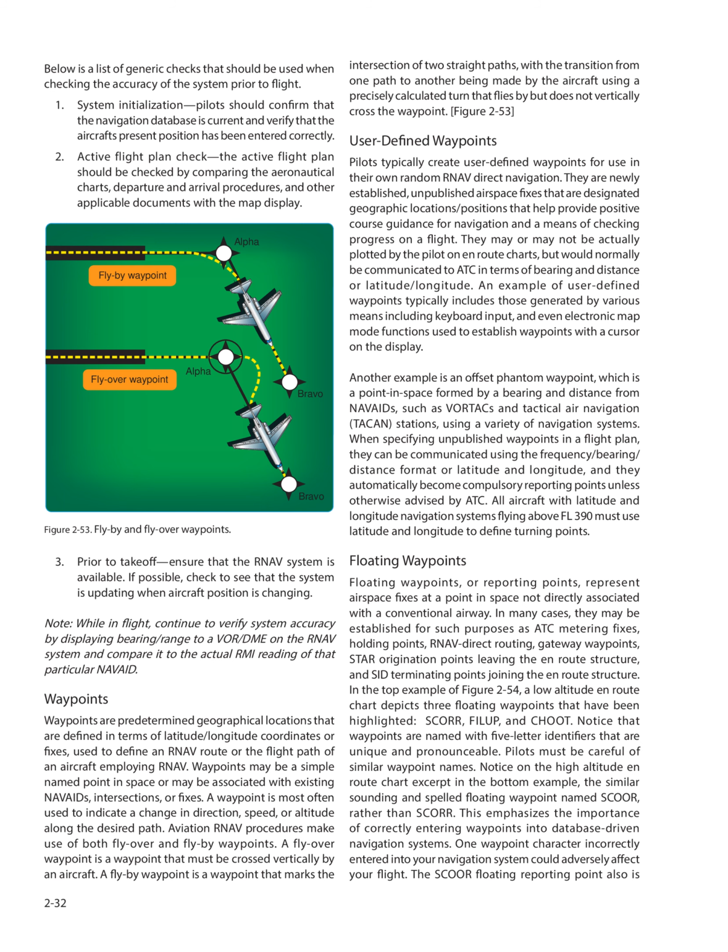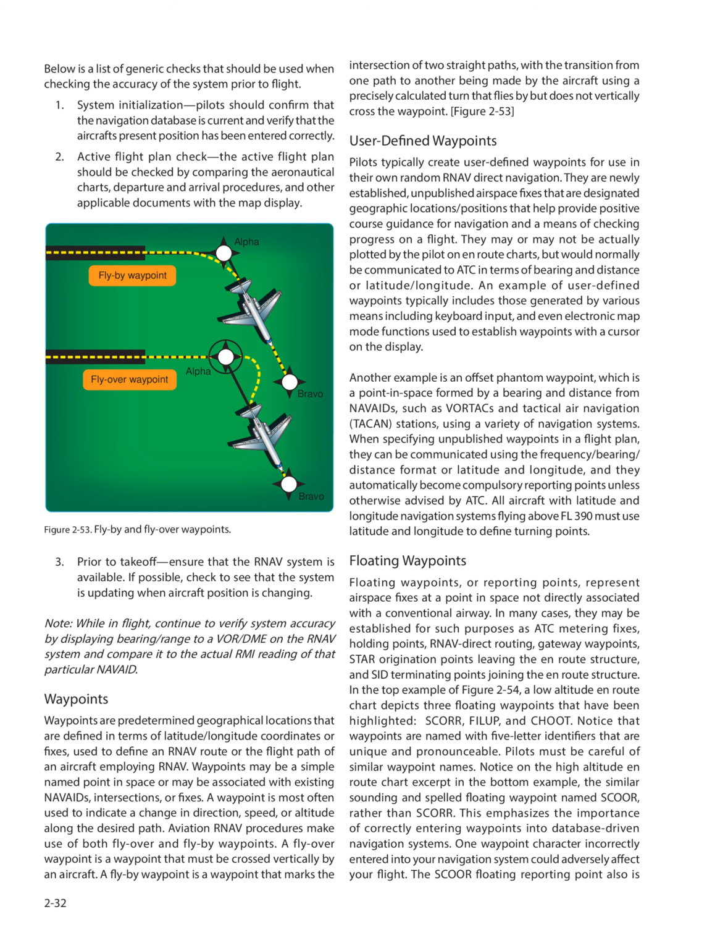A flyover waypoint is a waypoint that must be crossed vertically by an aircraft. A flyby waypoint is a waypoint that marks the intersection of two straight paths, with the transition from one path to another being made by the aircraft using a precisely calculated turn that flies by but does not vertically cross the waypoint. Figure 253, User-Defined Waypoints.